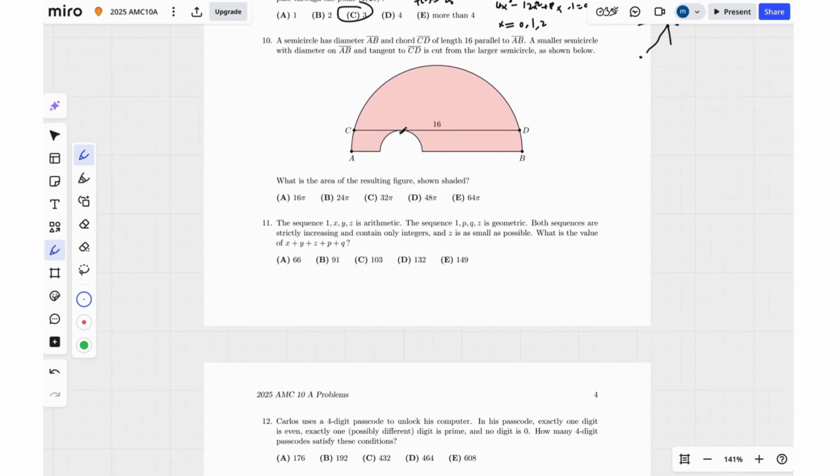So here we can let small r be the radius of the smaller one, and then large R be the radius of the larger one. So here, if we draw in this, we notice that since this is a chord and r is a radius, this should form a right angle and it should bisect it. So this one is 8. This is r, this is big R. So we know that big R squared minus r squared is equal to 64. We want to find the shaded area. So the shaded area is equal to pi over 2 times (capital R squared minus lowercase r squared), which is 32 pi. So the answer is C.